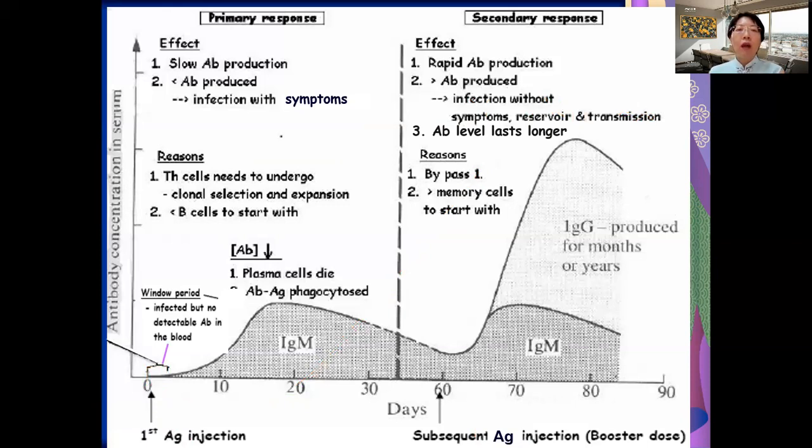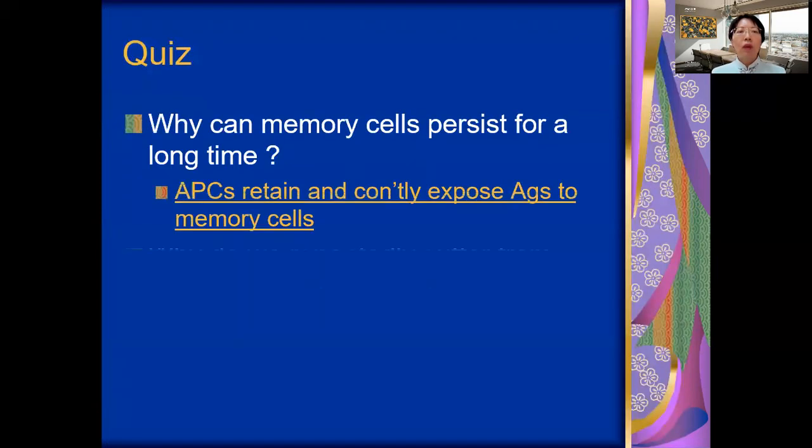We want memory cells. Memory cells for what? Memory cells for long-term immunity. So all these are keywords that you want to write for the exam: memory cells, long-term immunity, secondary immune response. These are the keywords. Okay, now let's do the next question.